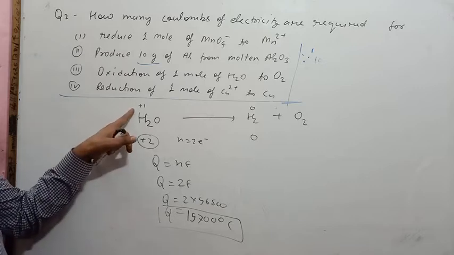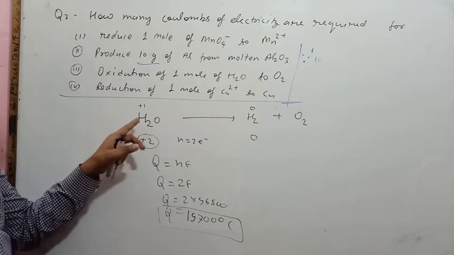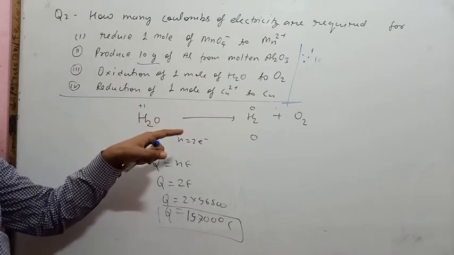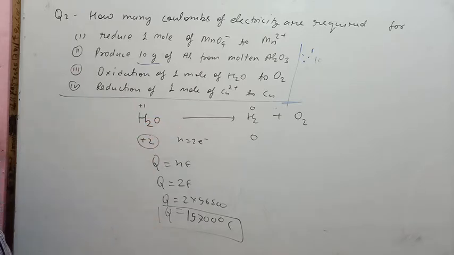Look here, there is 2H. So 2H plus means a 2 plus charge, and 2 electrons are required. That's why I have written it.